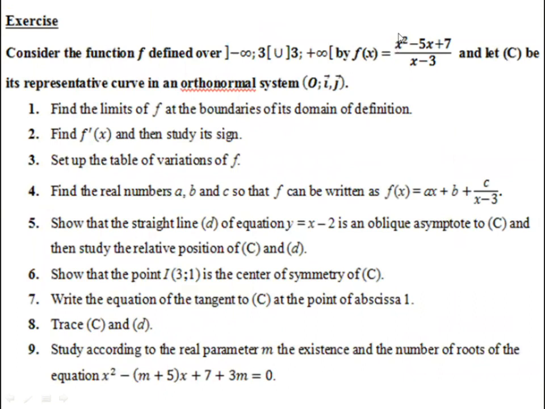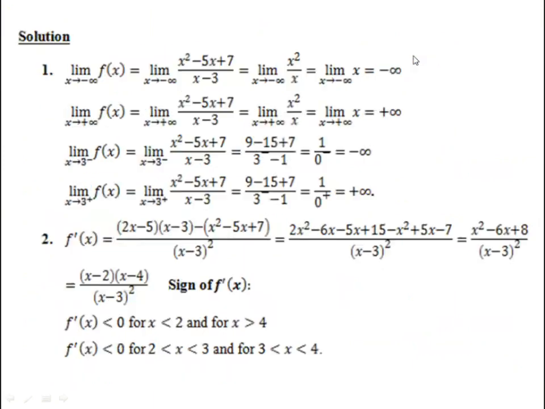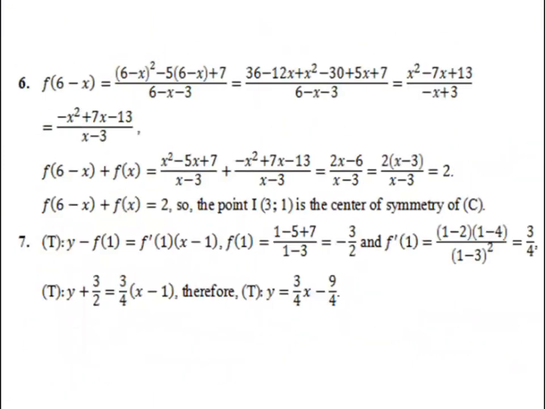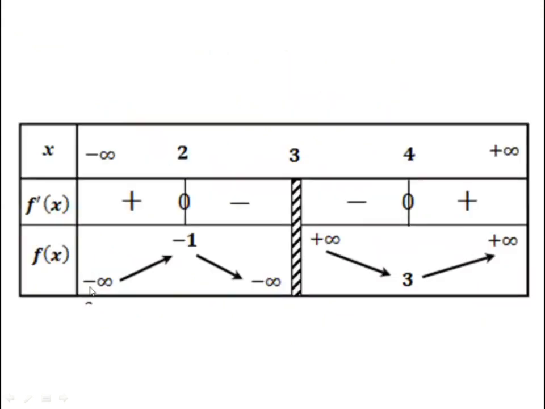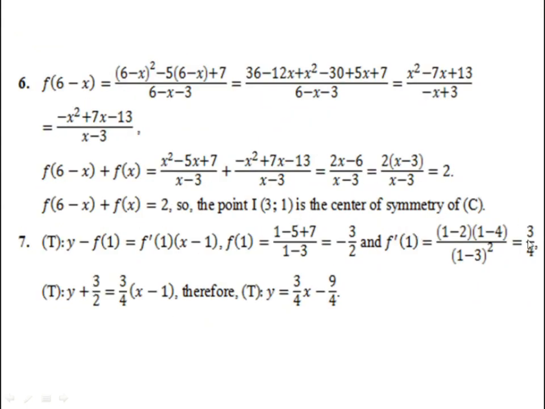So f of 1 equals 1 squared minus 5 multiplied by 1 plus 7, all over 1 minus 3. By calculating f of 1, we get minus 3 over 2. Here for f prime of 1, we will not derive f again. We take this expression: f prime of x equals (x minus 1)(x minus 4) over (x minus 3) squared. In the expression of f prime, we substitute x equals 1 to get 3 over 4.